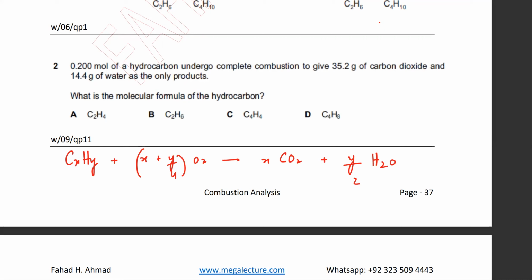In this question, he's saying that the hydrocarbon is 0.2 moles, the first one. And then he says that 35.2 grams of carbon dioxide is produced. So I can turn that into moles: 35.2 mass divided by Mr, which is 44. So you'll get the moles. What's the value you're getting for carbon dioxide?